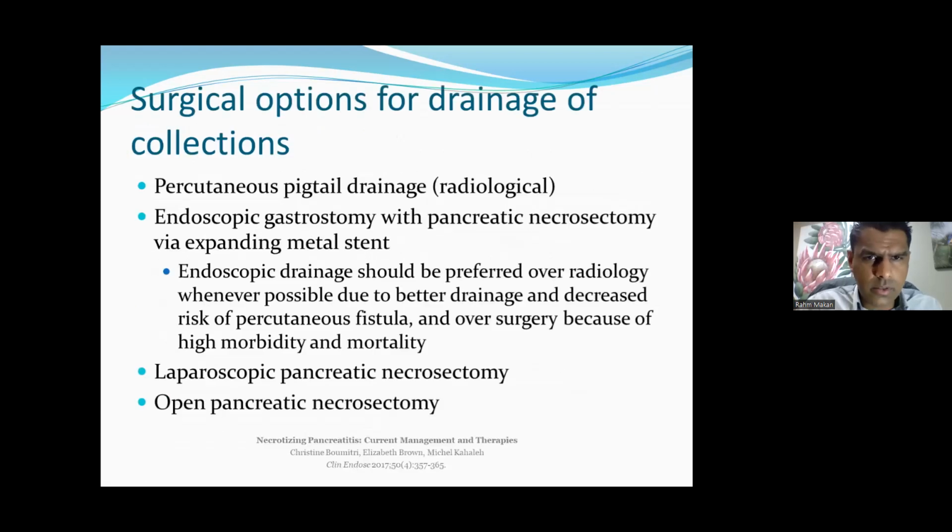All right, so the options that we have for drainage are the percutaneous pigtail drainage, and the endoscopic gastrostomy with pancreatic necrosectomy via an expanding metal stent. I found that endoscopic drainage was preferred over radiological drainage because the risk of a percutaneous fistula was reduced, and surgery has a higher mortality and morbidity. There's also the option of a laparoscopic pancreatic necrosectomy and then the open pancreatic necrosectomy.